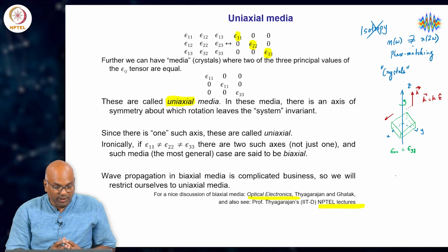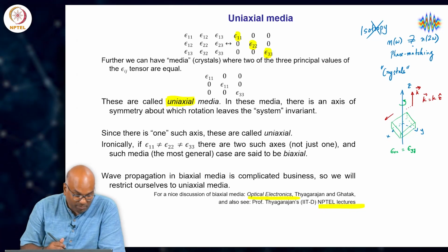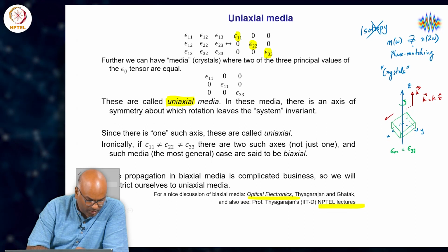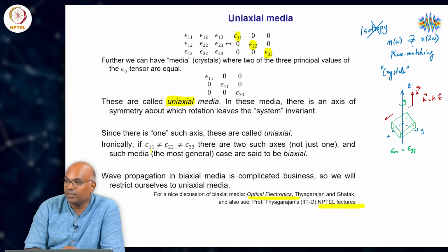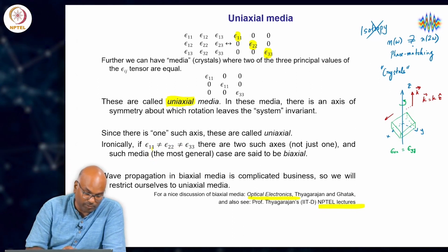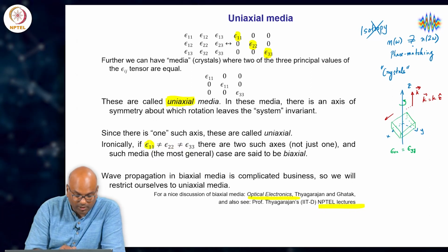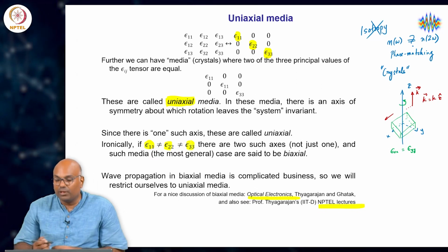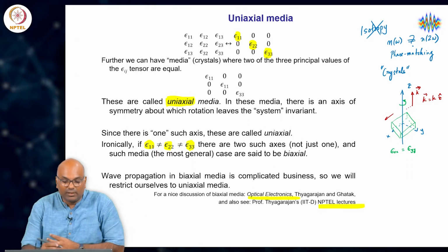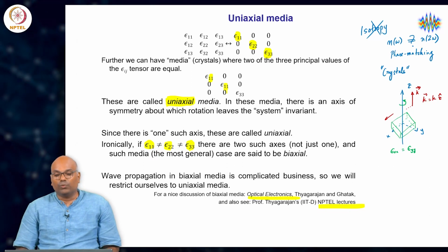Okay. So, that is the uniaxial case. Now, there is a bit of an irony here. It so happens that if we have a medium where neither pair is equal, neither is E11 equal to E22 nor is E22 equal to E33, this is the most unsymmetric situation. There is no symmetry, it seems, in such a medium. Here there is some symmetry, E11 being equal to E22.